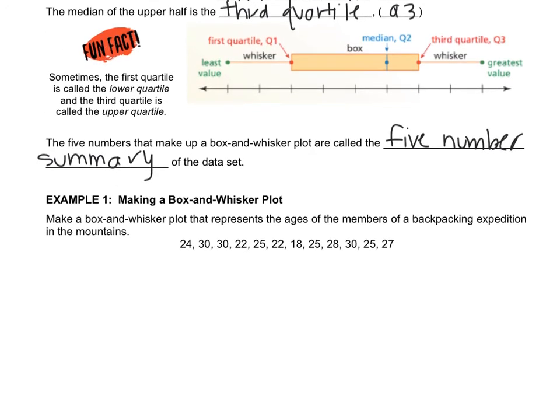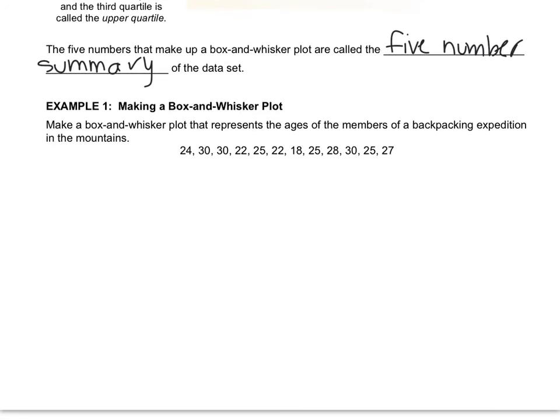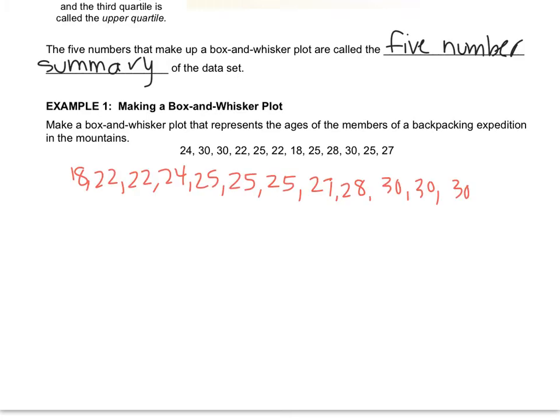Okay, let's make one. This list of numbers represents the ages of the members of a backpacking expedition in the mountains. So the first thing that we have to do is put the numbers in order, because the box and whisker plot is created by using medians. All right, the easiest ones to find now that it's in order are the smallest and the largest. The next one that we're going to find is the median.